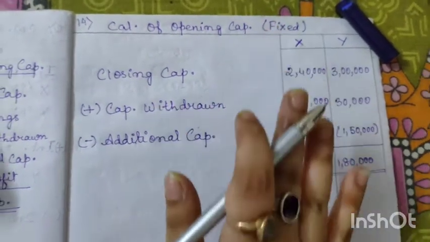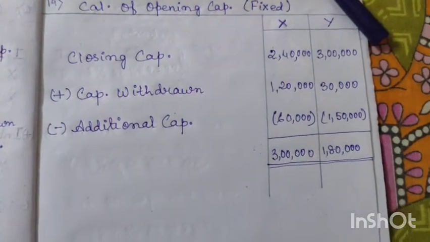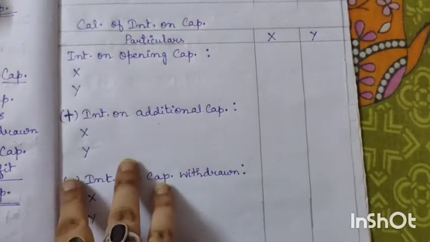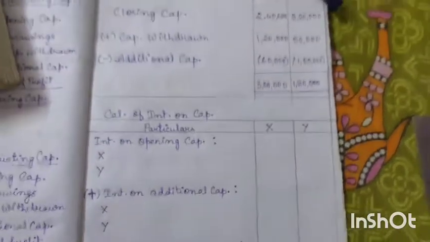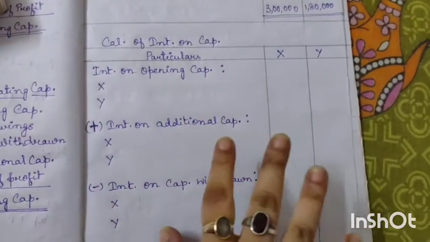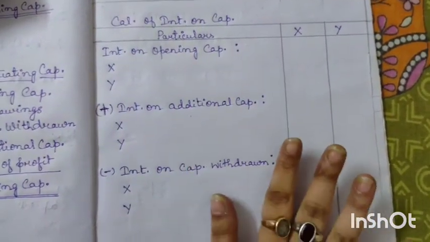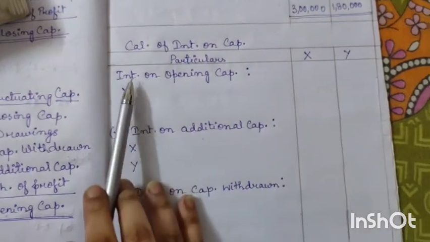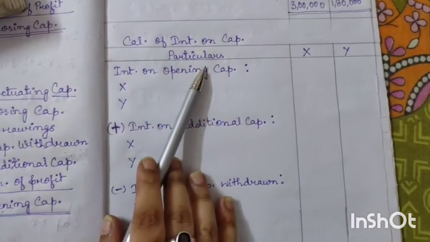Now we will calculate interest on capital. For calculation of interest on capital, I am telling again, whether it is fixed capital or whether it is fluctuating capital, the formula will be same. So here, now first, interest on opening capital.